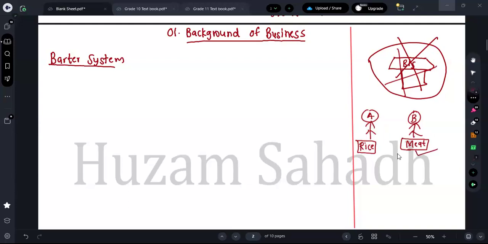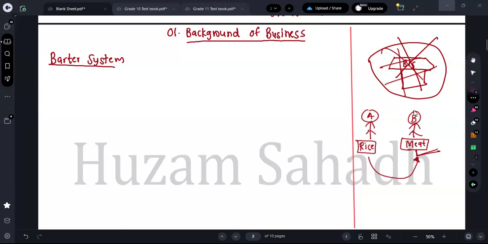Therefore, what should our A do? A should meet a person who has meat, because there is nothing called business. There is nothing called what, guys? Business. So A should meet a person who has meat. Now let's assume A met B. Once A met B, what will happen? A will be giving his rice to our B.